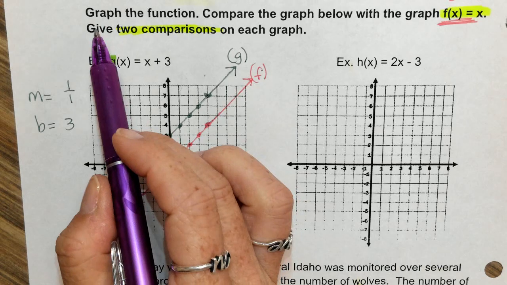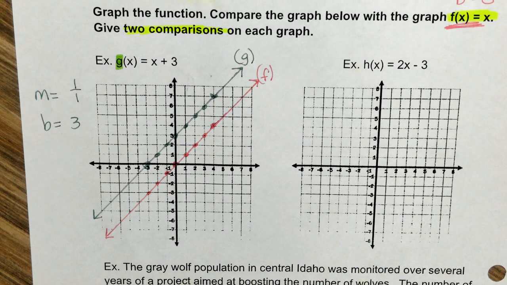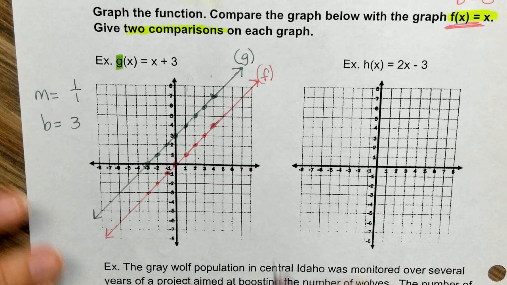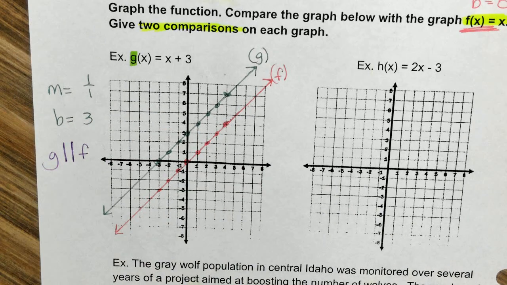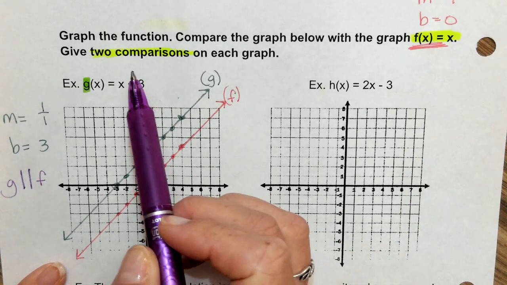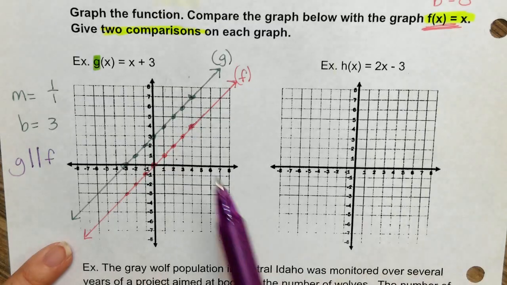We now have to give 2 comparisons. Y'all already told me one. Y'all told me they are parallel lines. So I would say G is parallel to F. And this is how you write parallel. Could I put F as parallel to G? It's the same thing. The next thing you're going to tell me is how did the graph change from the parent function?